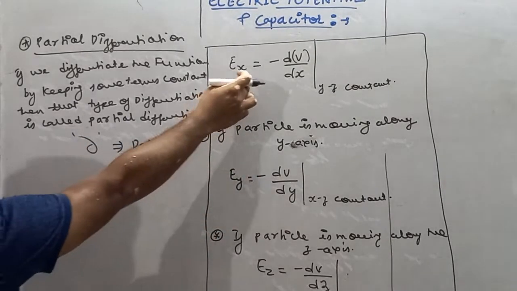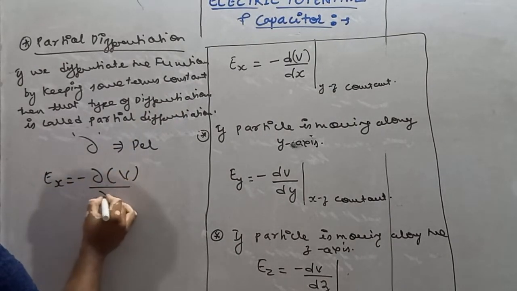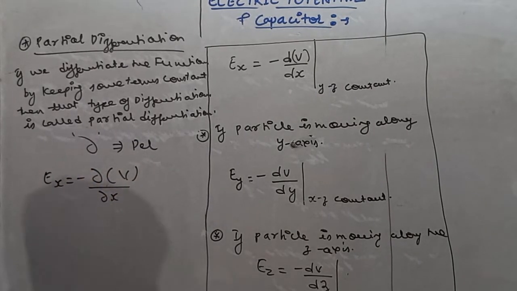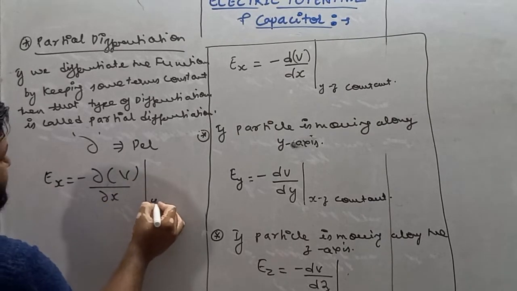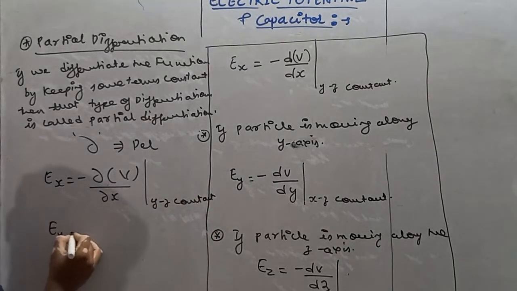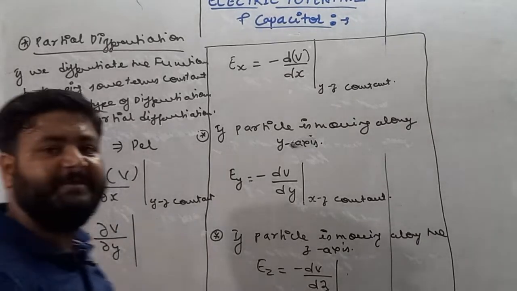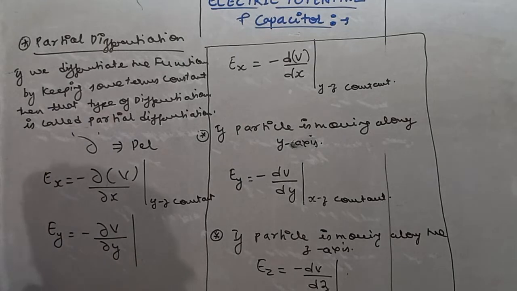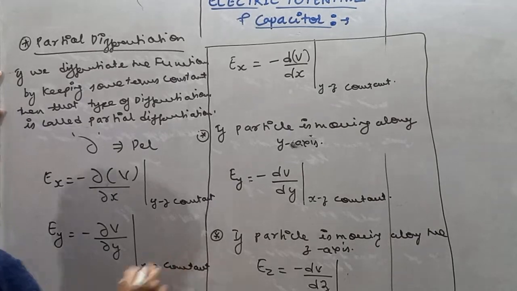So we can also write Ex is equal to minus del V by del x. Del represents that we are doing partial differentiation, differentiating the potential with respect to x, which means y and z are constant. Similarly, Ey is minus del V by del y. This del represents partial differentiation of the potential with respect to y, which means x and z are kept constant.